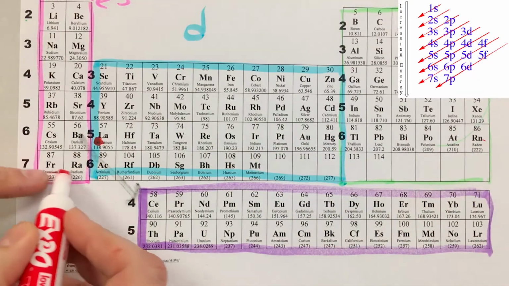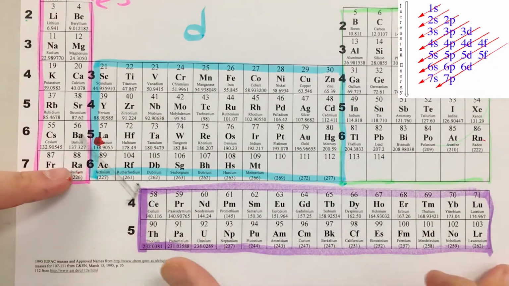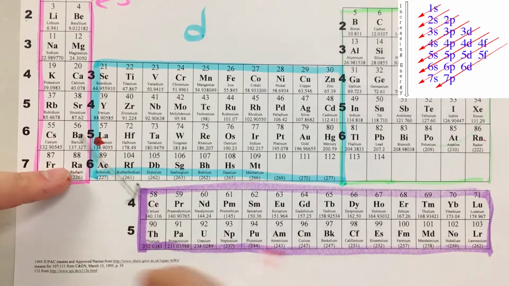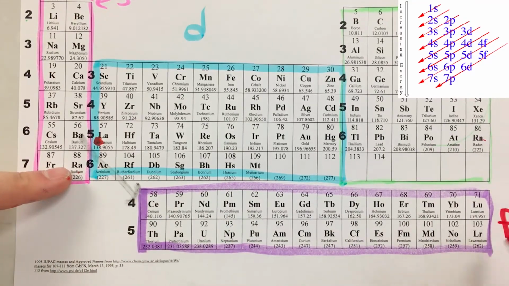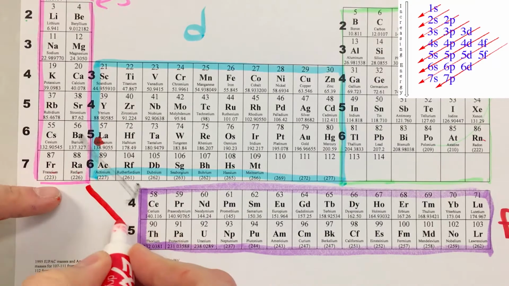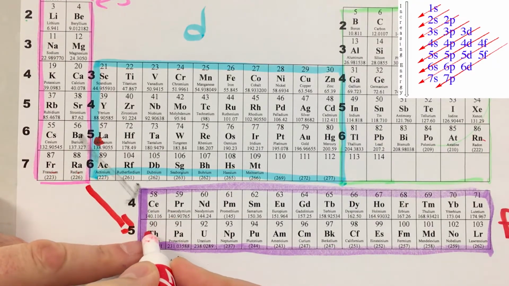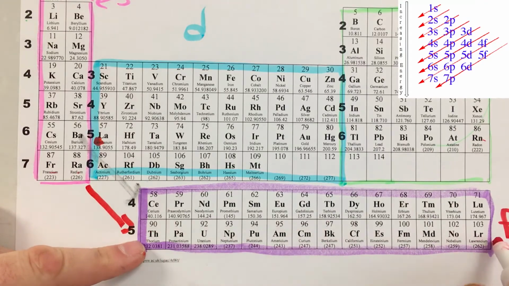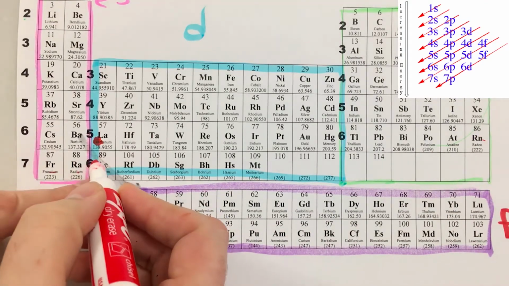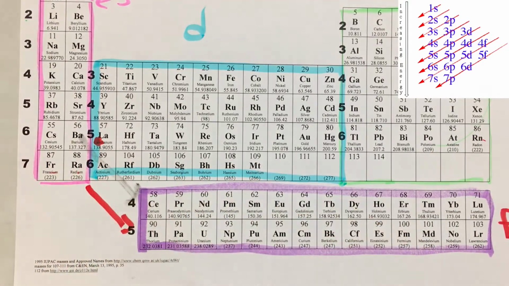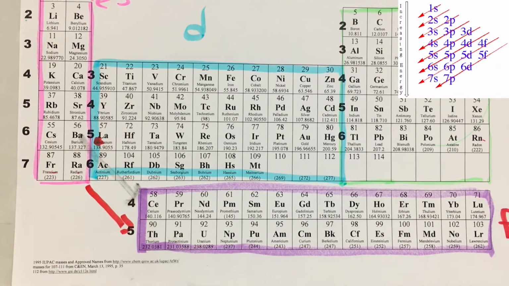Then we go 7s, and now again, this whole bottom row here, which is the F block, by the way, I don't know if I mentioned that before, this whole bottom row right here, we go Ra, then we hit down to here, and we go 5f, 1 through 14, and come back up here, and then we go 6d, 1 through whatever.